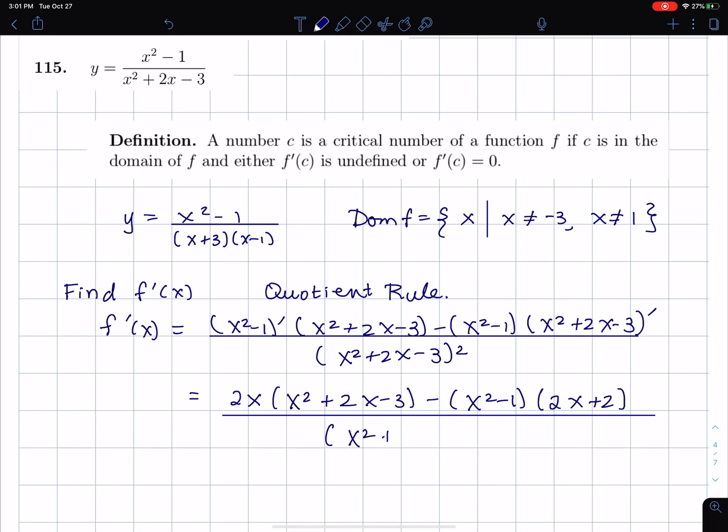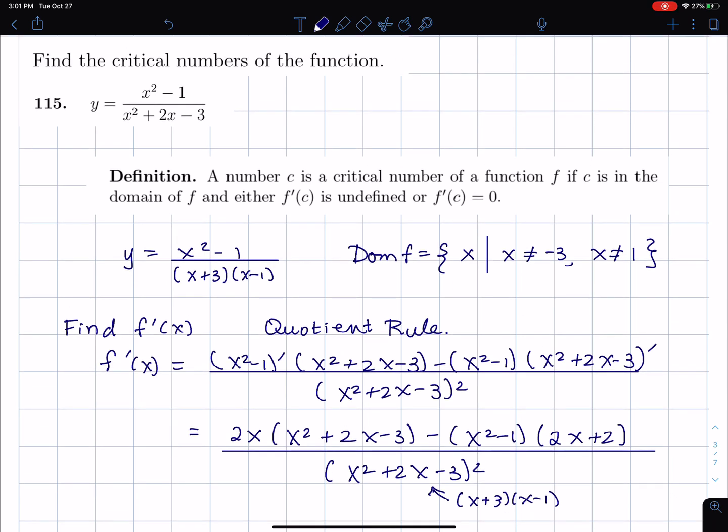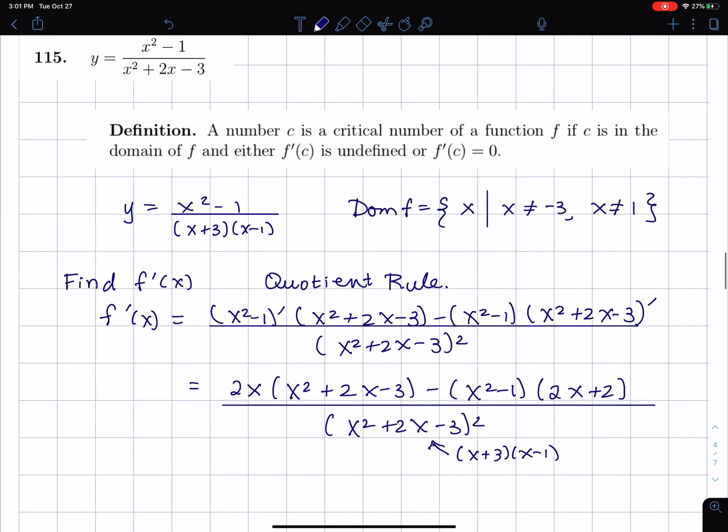Now I want to point out that right off, the denominators of the original function and f prime are sort of similar. But what I want to get at is that this denominator factors to x plus 3, x minus 1. And so -3 and 1 are not in the domain of f prime. However, -3 and 1 are not in the domain of the original function. So therefore, -3 and 1 are not going to be critical numbers.